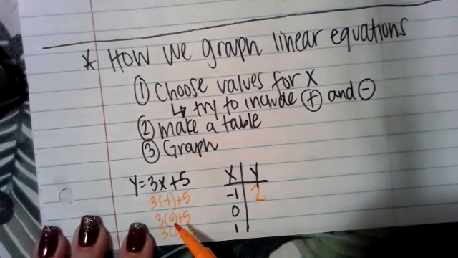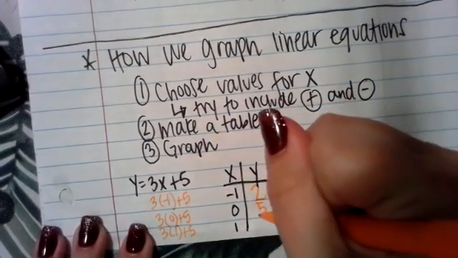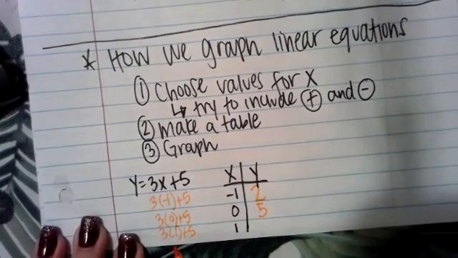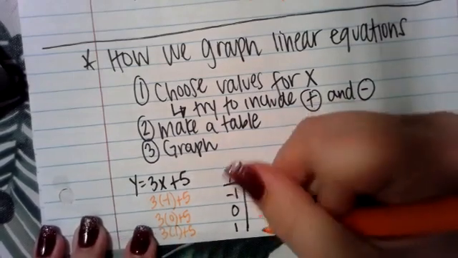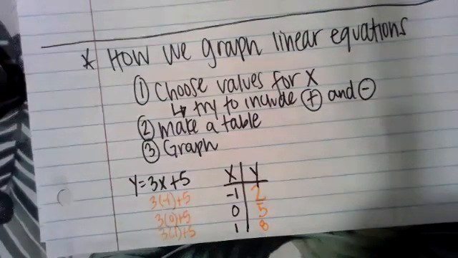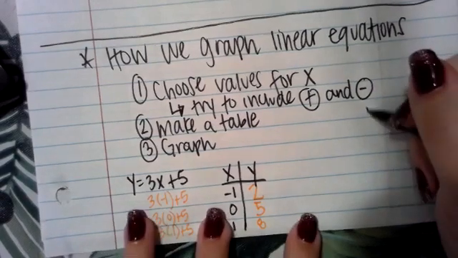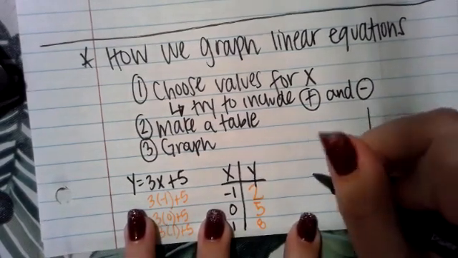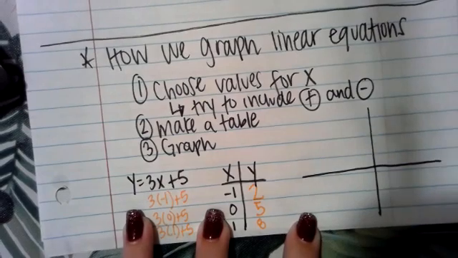3 times 0 is 0. 0 plus 5 is 5. 3 times 1 is 3. 3 plus 5 is 8. So I have now created 3 points, and I have my X and Y coordinates. To graph it, all I'm going to do is take these 3 points and graph them on the coordinate plane. Okay, so I'm going to draw myself a little baby coordinate plane.